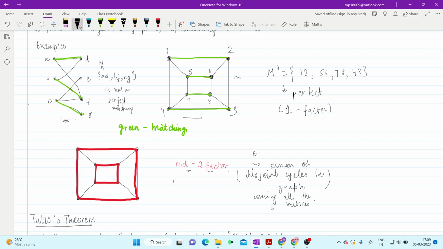So first of all, if a graph is Hamiltonian, can we guarantee that it will have a two factor? It's a question: if a graph is Hamiltonian, can we always find a two factor?